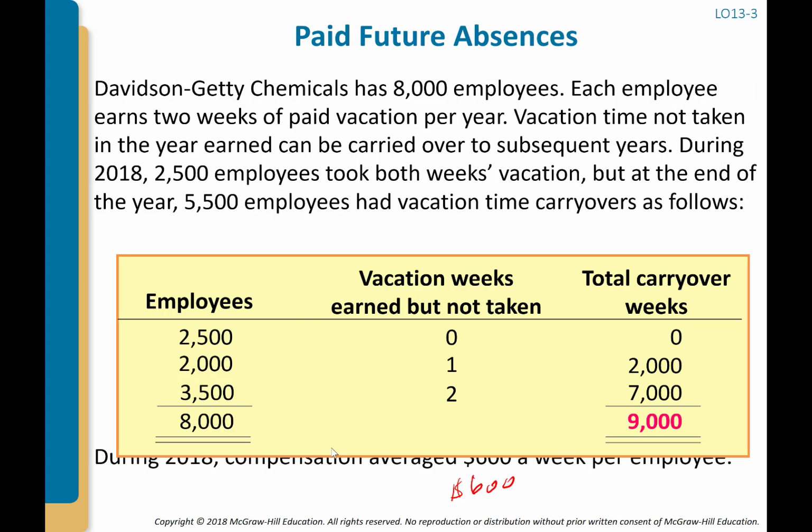So we see that we're sitting here and we have what? We have 2,500 people who have used up all their vacation. We've got the 2,000 and the 3,500, the remaining employees that have carryover weeks, for people that have used 1 week. They have 2,000 worth of carryover weeks for those 2,000 people and 7,000. So we've got a total of 9,000 carryover weeks that we're thinking they will take into the next year, right? Okay.